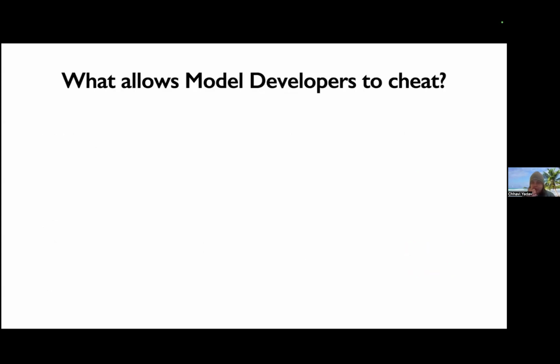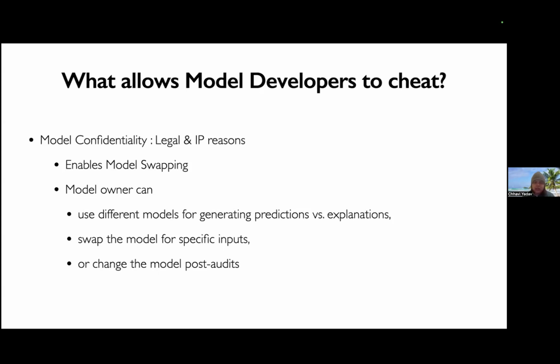So, what allows model developers to cheat in these scenarios? The first one is that models are kept confidential. Users on the other end are never going to be able to see what model a bank, for example Bank of America, is using. They would never open source it. So this allows model developers to swap the models as and when they like. For example, they can use different models for generating predictions versus explanations. They can also swap the model for specific inputs, for example for a particular gender or a particular race. Or they can change the model post audits.